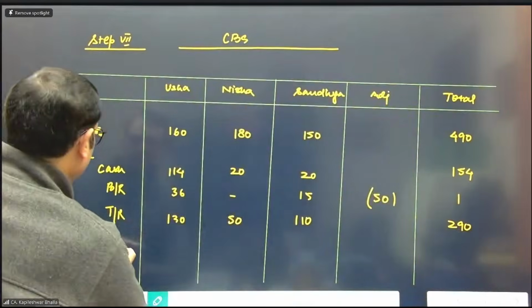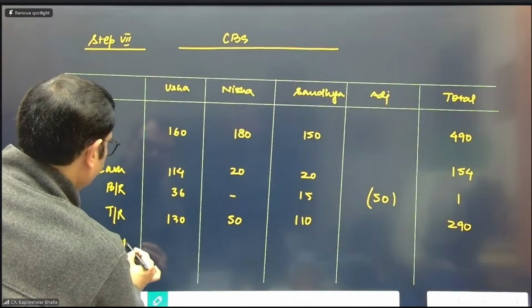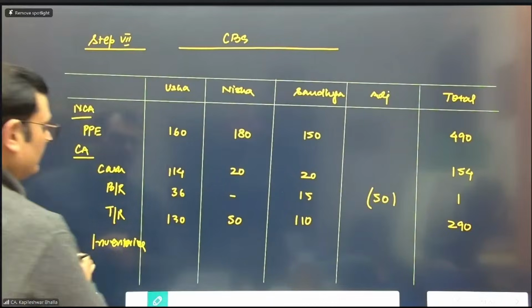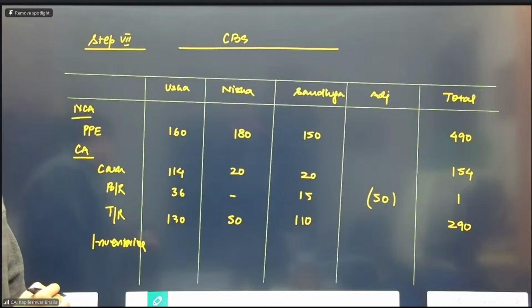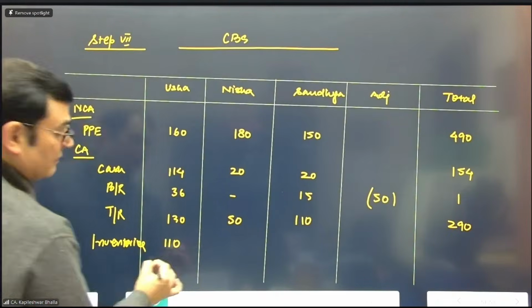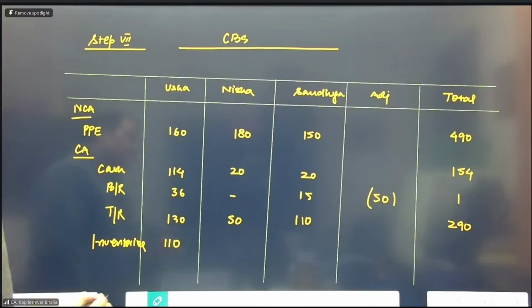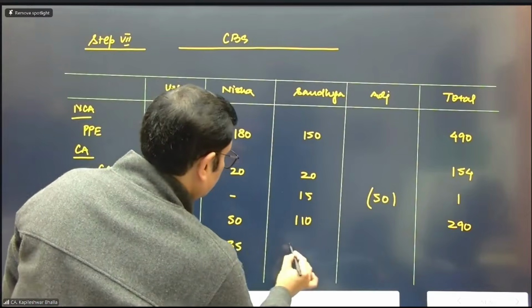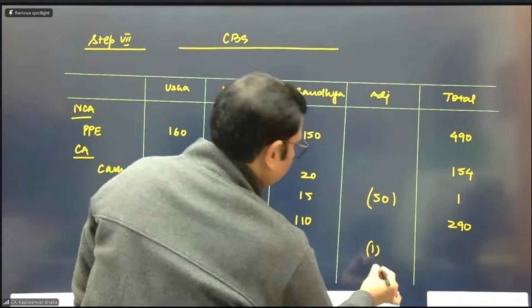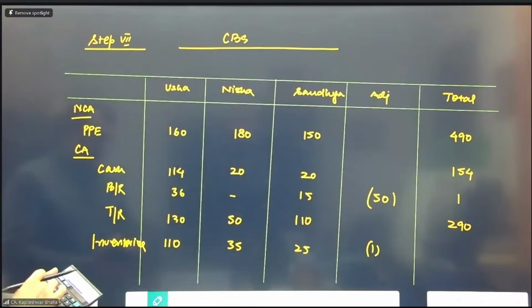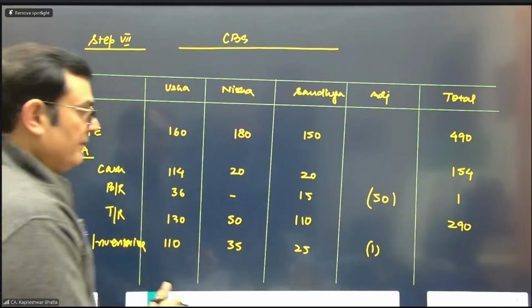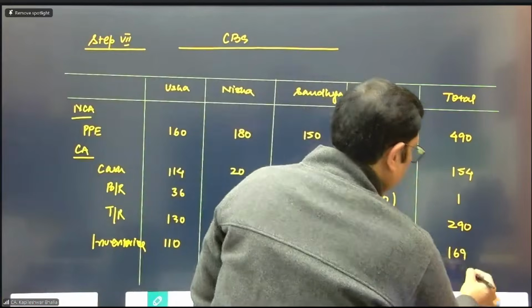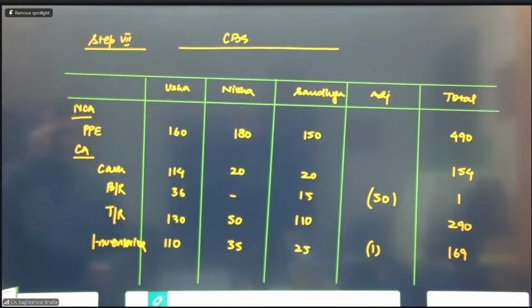Then there is inventory. There was a stock reserve to be taken. So inventories is 110. Then it is 35, 25. And stock reserve, I think, was 1, right? 160. 169. I think that's it on the asset side.